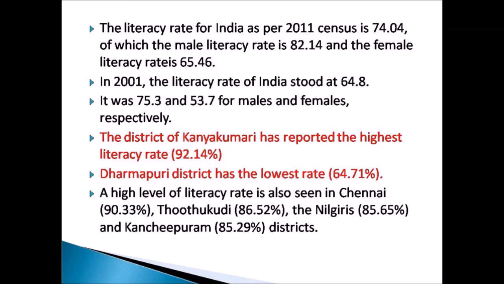The district of Kanyakumari has reported the highest literacy rate with 92.14%, while Dharmapuri has the lowest literacy rate with 64.71%. A high level of literacy rate is also seen in Chennai with 90.33%, and next come Thoothukudi, Nilgiris and Kanchipuram districts.